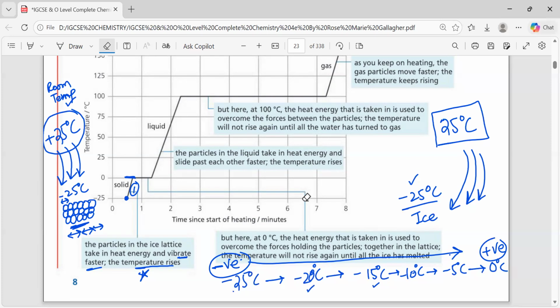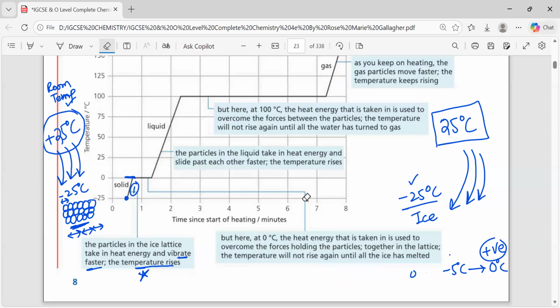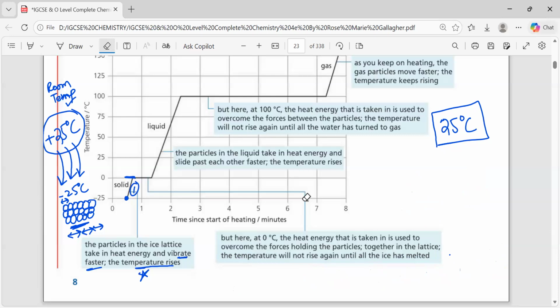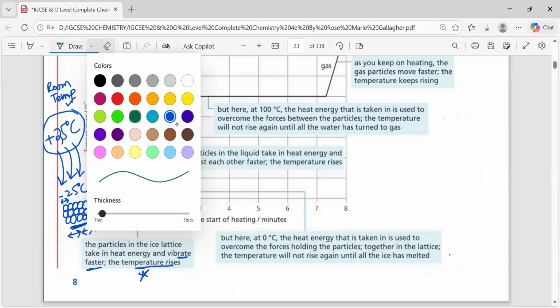Okay. Now in the second point, what is happening? If you see the second point, what is the second point? That is 0 degrees. What will happen at 0 degrees? It will rise higher and then the ice will be melting.